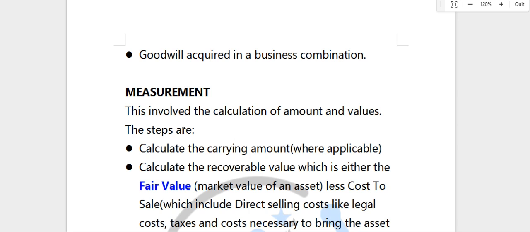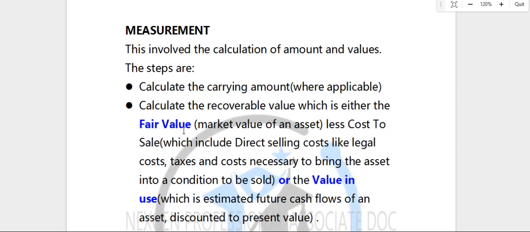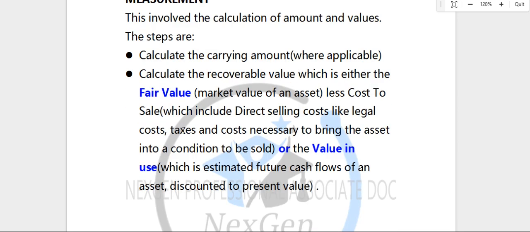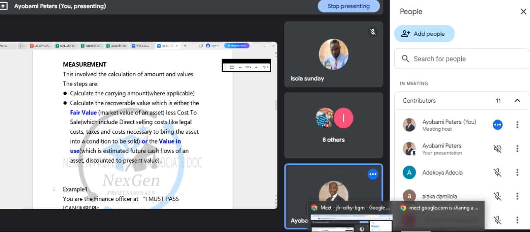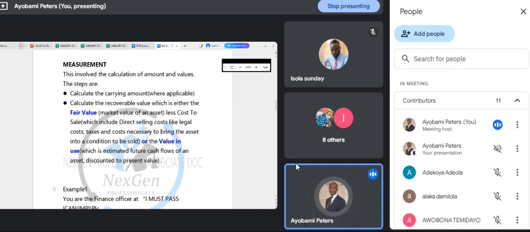And then the other leg to hit is value in use. Like I mentioned earlier, what we mean by value in use is that you have some asset in place, and you believe that you are not going to sell it. But if you are to keep using the asset in the ordinary course of business, that is, if you are to continue to use the asset, you need to estimate the future cash flow that this asset will give to you.